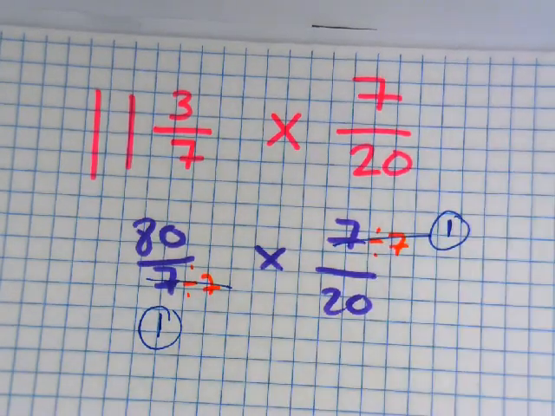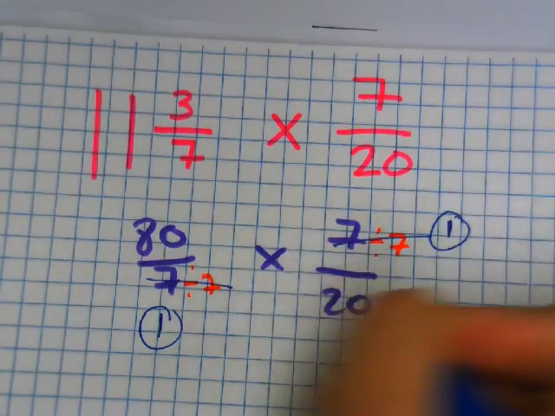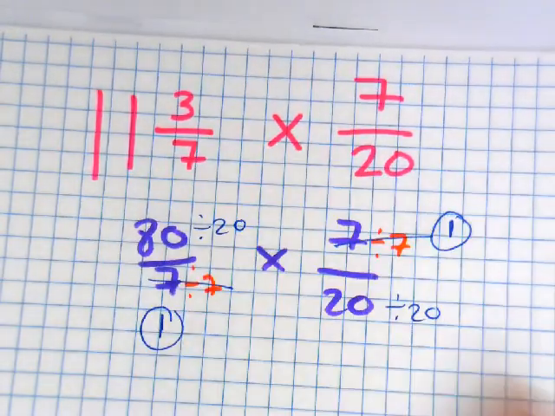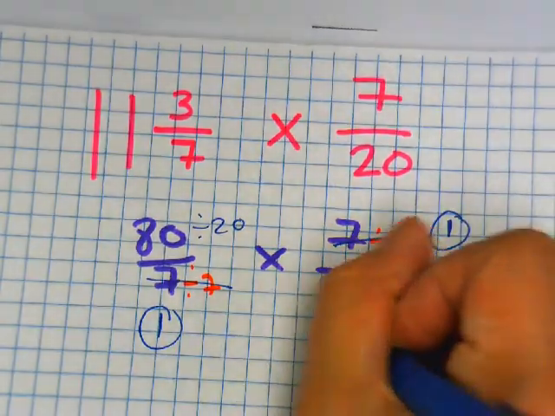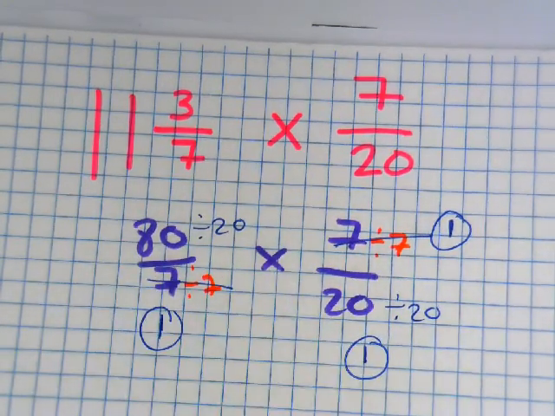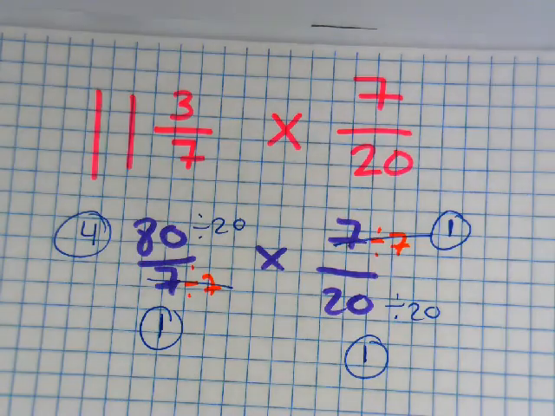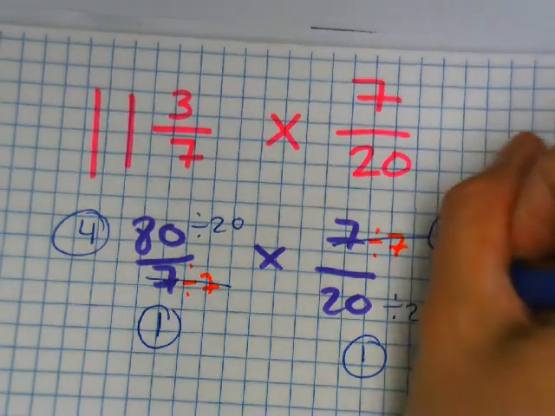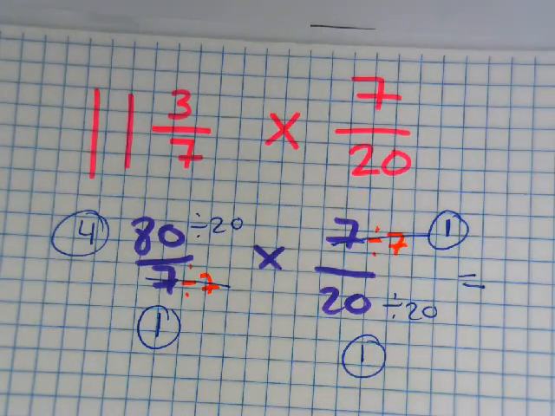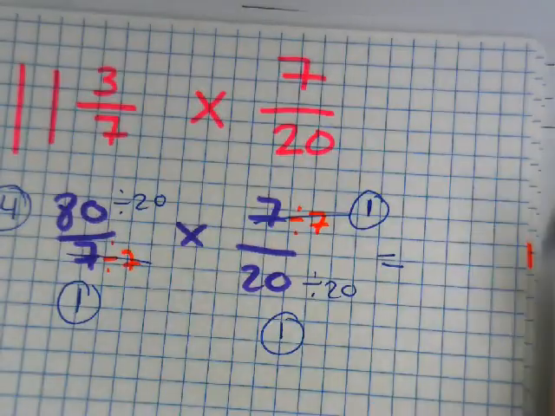And then 20 and 80, what can I divide by? 20. Take this and divide by 20, take this and divide by 20. What's 20 divided by 20? 1. And then what's 80 divided by 20? 4. Now look at these beautiful numbers. So what is this equal to? 4/1.